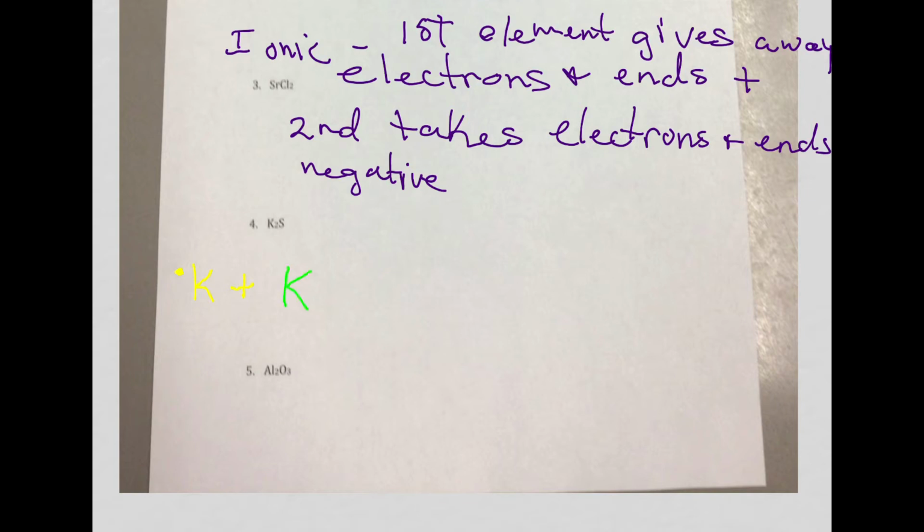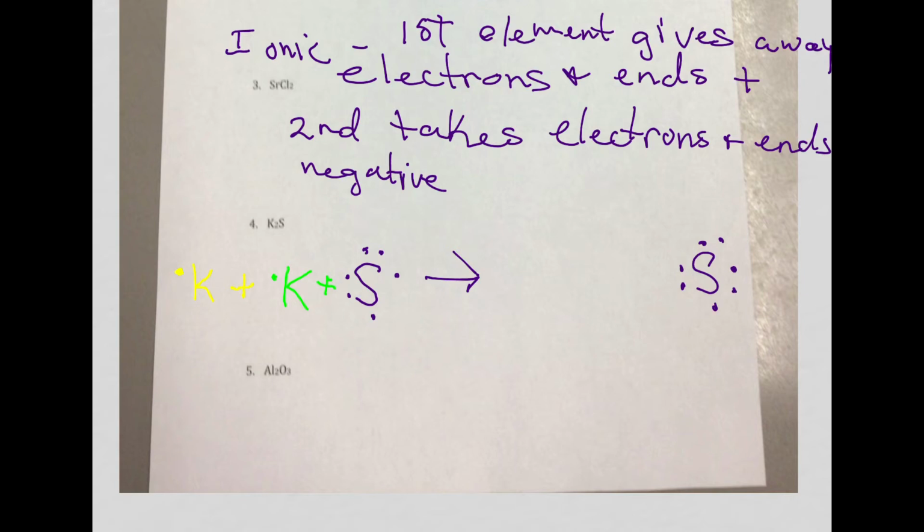And then I'm going to use a different color. So I have 2 potassiums because it says K2. And then S is in group 6A, so it has 6 valence electrons. And then according to what I just set up above, the sulfur is going to take the electrons, the potassium is going to get rid of them.